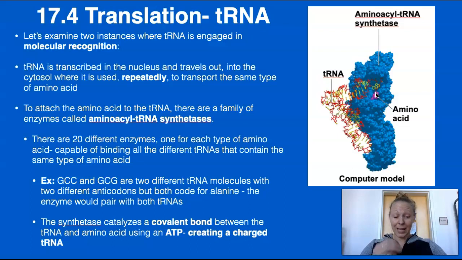The synthetase catalyzes a covalent bond between these two molecules, the tRNA and the amino acid, at the cost of an ATP, and when the amino acid is attached to the tRNA, we say that it is charged.